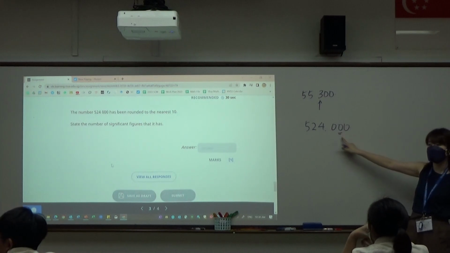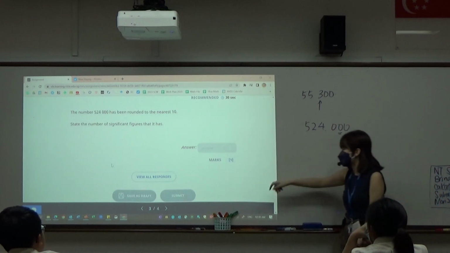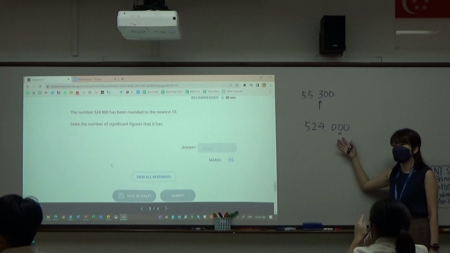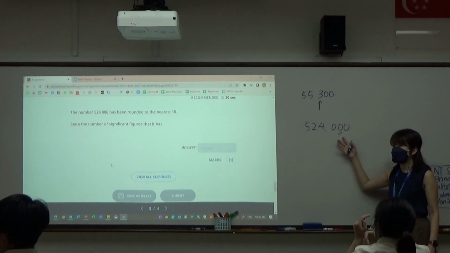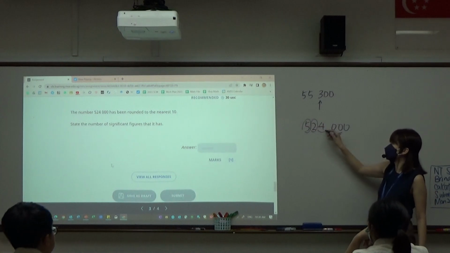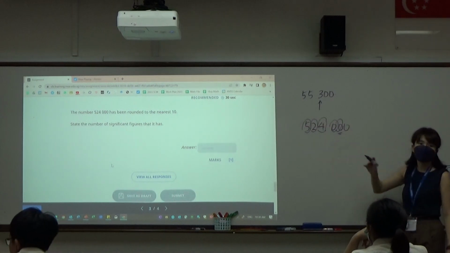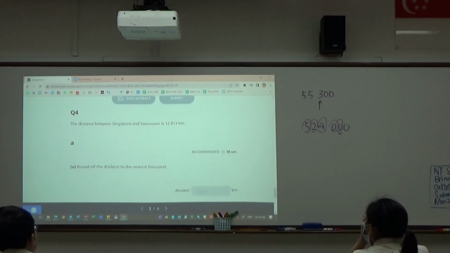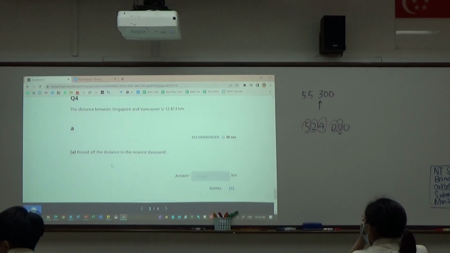How many significant figures are there in this question? Rose, how many significant figures are there? 5. So there are 5. So we count 1, 2, 3, 4, 5. So 5 significant figures. Next, question 4.